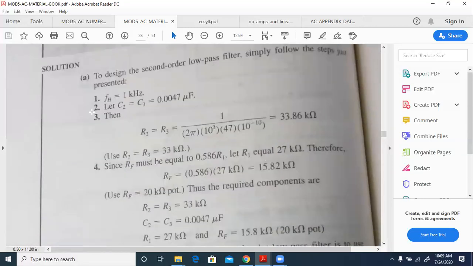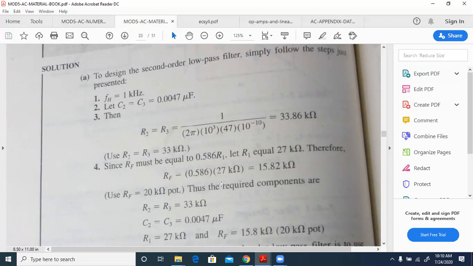He has taken 1 kilohertz, and for C2, C3 he has chosen 0.0047. For that, he is getting R2, R3 as 1 by 2 pi FH multiplied by C, which is the same thing as C2, C3, and we get 33.86. We can use the value 33 kilo ohms, or you can use a 50 kilo ohm part and then vary it such that we can get that 33.86. Approximate values can also be used.